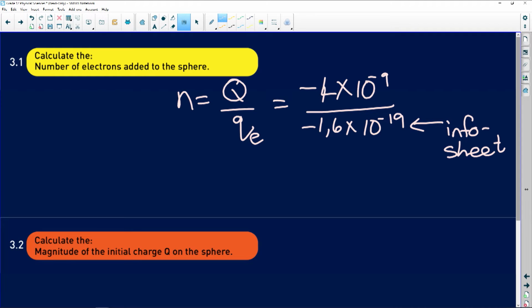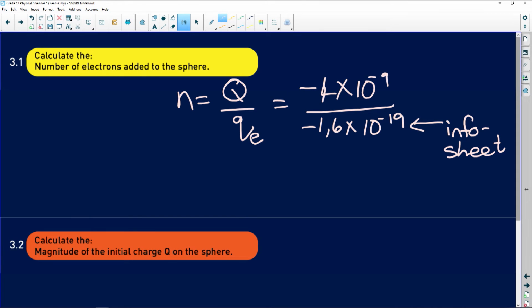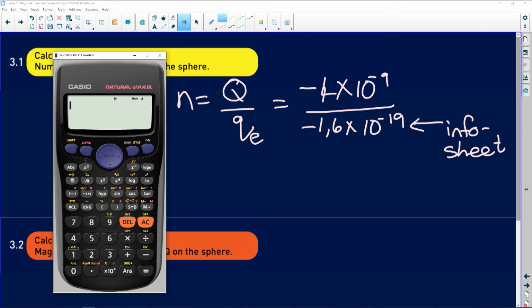If I take the total charge divided by the charge of an electron, you will then end up with the number of electrons. So now we're going to calculate. On our calculator, we can leave the negatives out, because you can see the negatives are going to disappear, like my calculator just did.